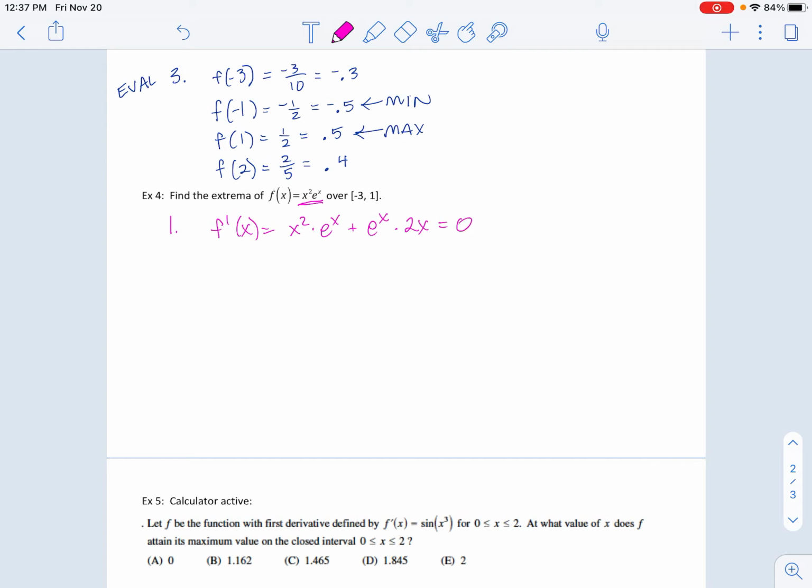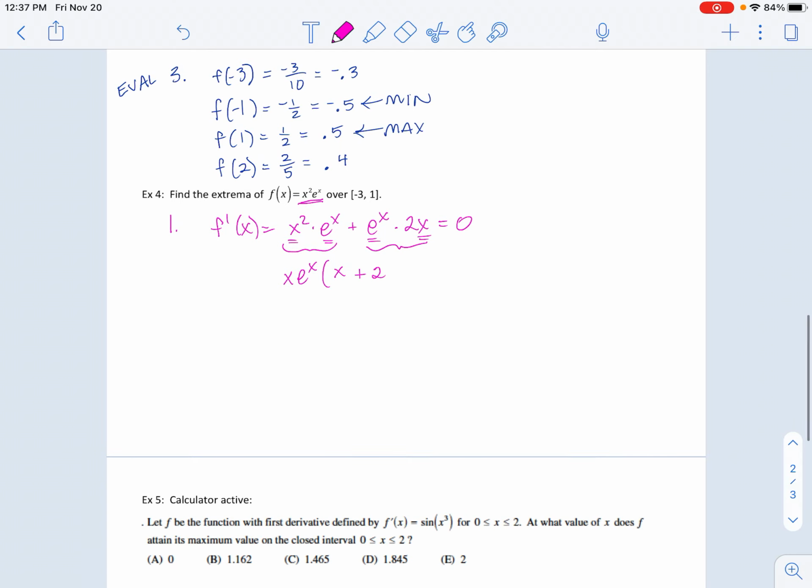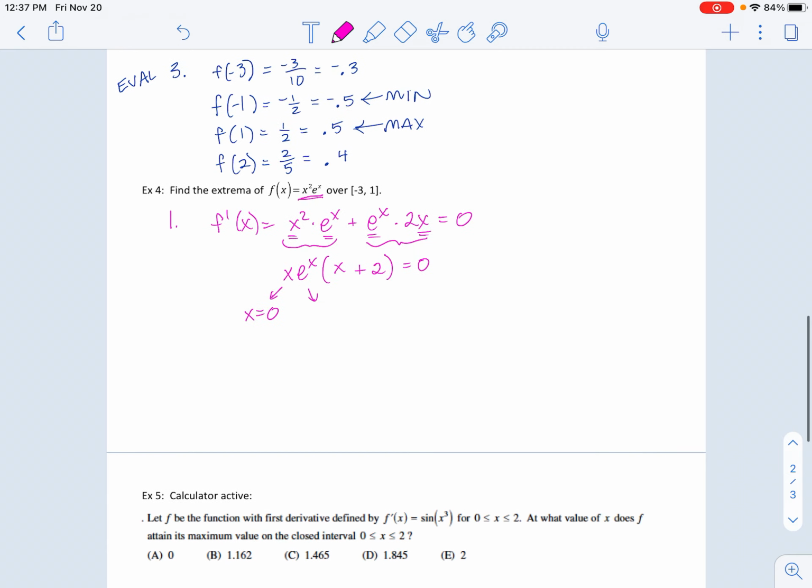And in order to set that equal to 0, it's going to help me to take the GCF out of both terms. I'm thinking of this as one term and this as a second term. So I'm going to factor out an x e to the x and be left with x plus 2. That's what I'm setting equal to 0. So I've got x equal to 0, e to the x equal to 0, and x plus 2 equal to 0. One critical number here is 0. The equation e to the x equal to 0 has no solution because e to the x, that standard parent function, is always positive. And x plus 2 equal to 0 gives me -2.